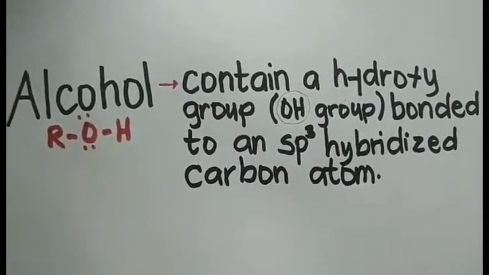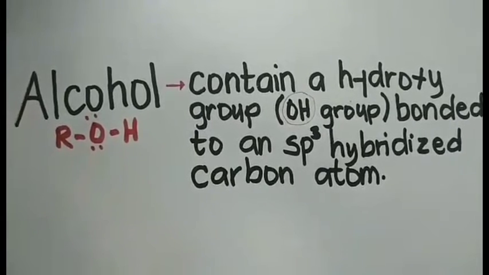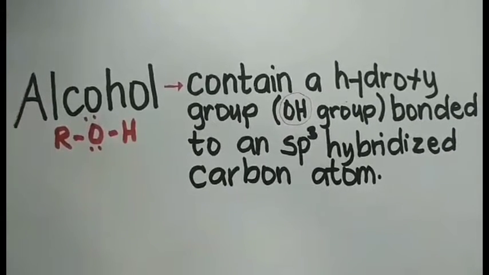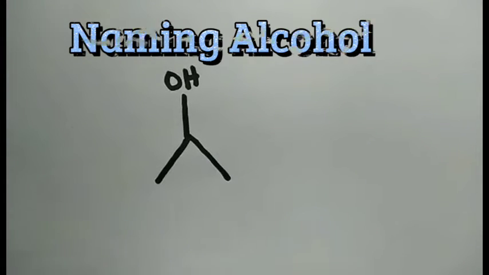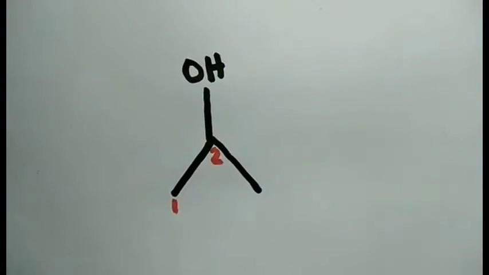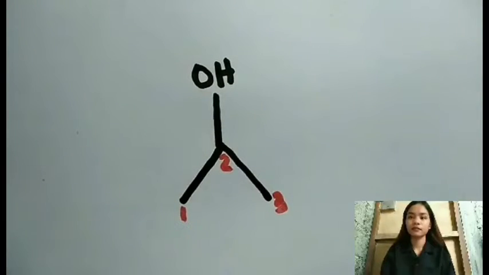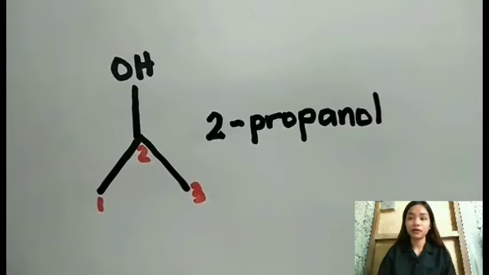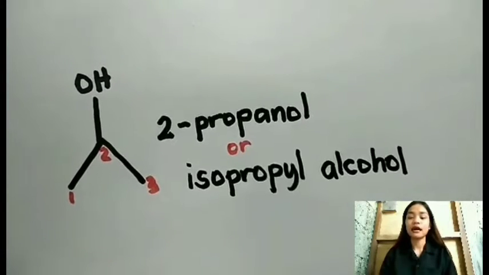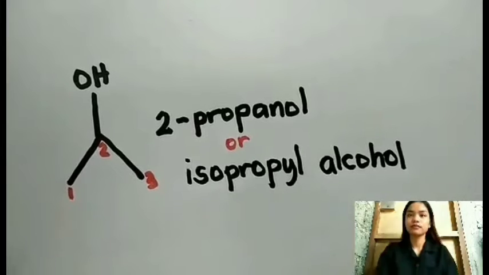Alcohols contain a hydroxy group bonded to an sp3 hybridized carbon atom. In naming alcohols, first you need to identify the longest carbon chain, or the parent chain, that the functional group is on, and the functional group is the priority or has the lowest number. In the first example, the alcohol is located at the second carbon, so we will name it 2-propanol, also known as isopropyl alcohol.